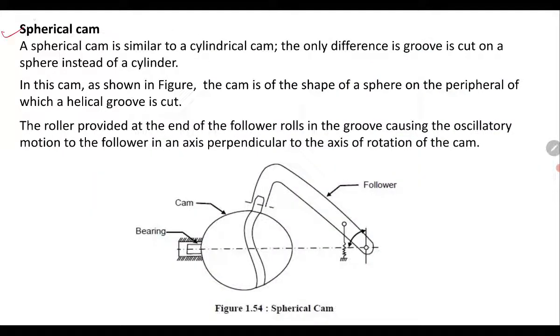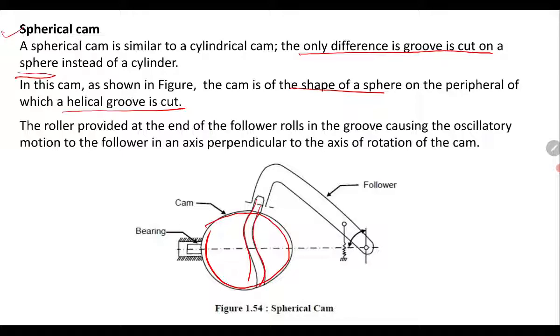Next is the spherical cam. You will see the spherical cam here, a sphere-like structure. A spherical cam is similar to a cylindrical cam. The only difference is a groove is cut on a sphere instead of a cylinder. In this cam, as shown in the figure, the cam is of the shape of a sphere, on the periphery of which a helical groove is cut.